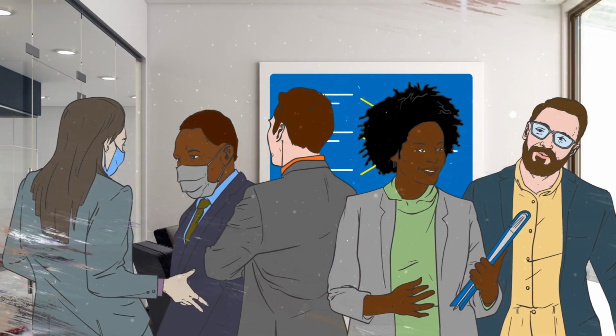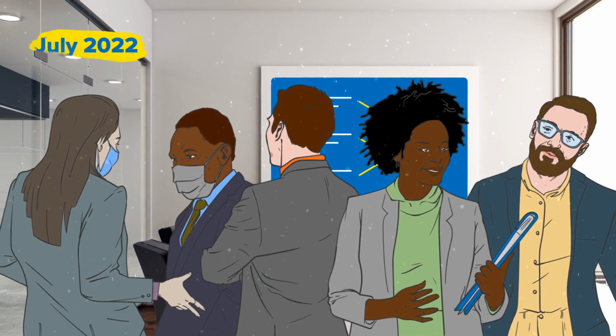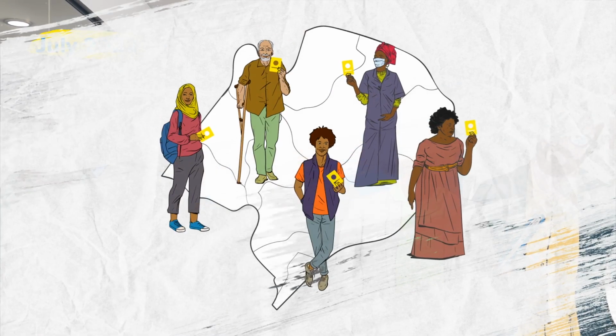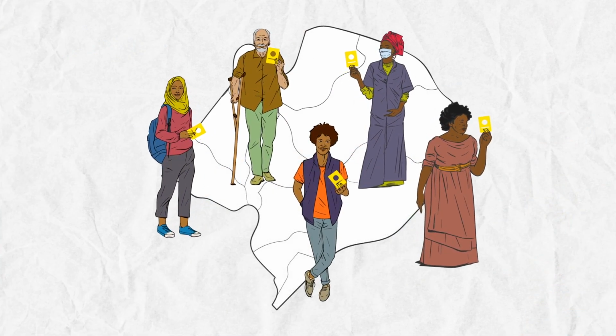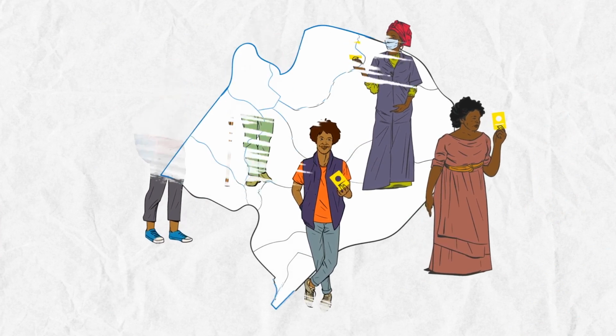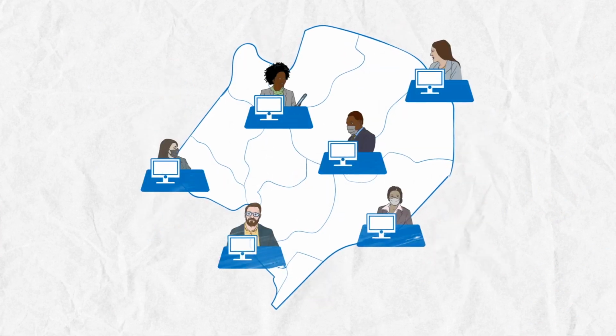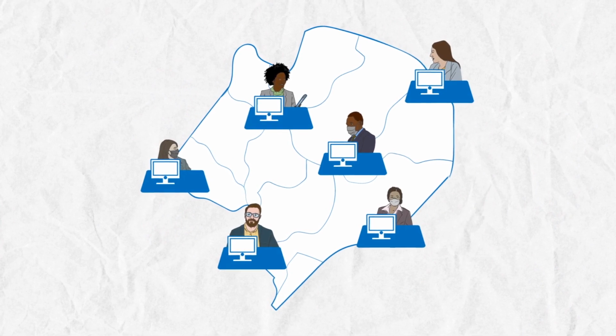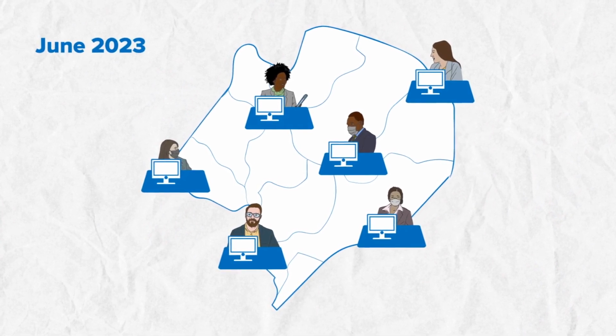Staff competencies and capacities are developed by July 2022. 10,000 stateless people get their ID cards by November 2022. An efficient system to confirm nationality and provide documentation is in place across Fredonia by June 2023.